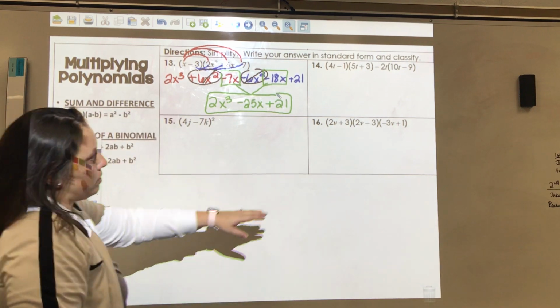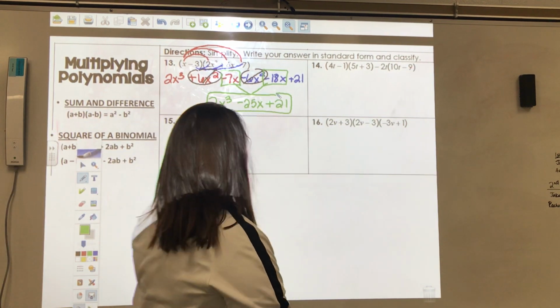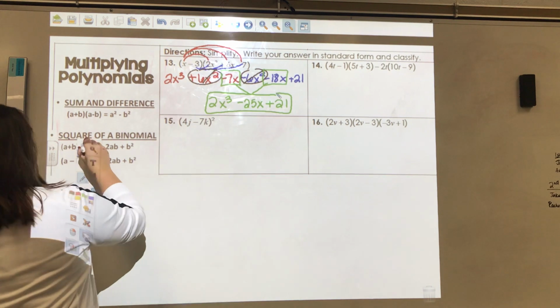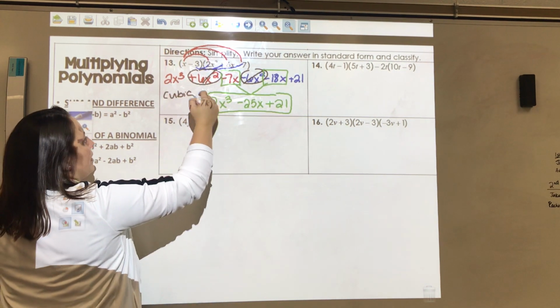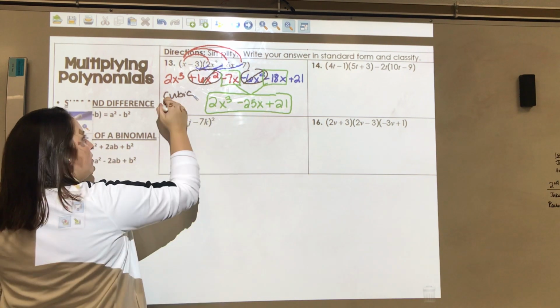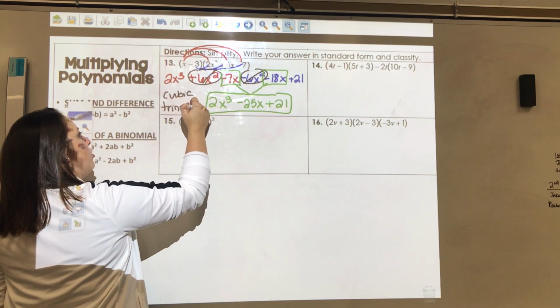Okay, we are also asked to classify. So what's our highest degree? 3. So if I was to classify that, that is going to be a cubic. And how many terms does it have? 3. So therefore it is a trinomial.